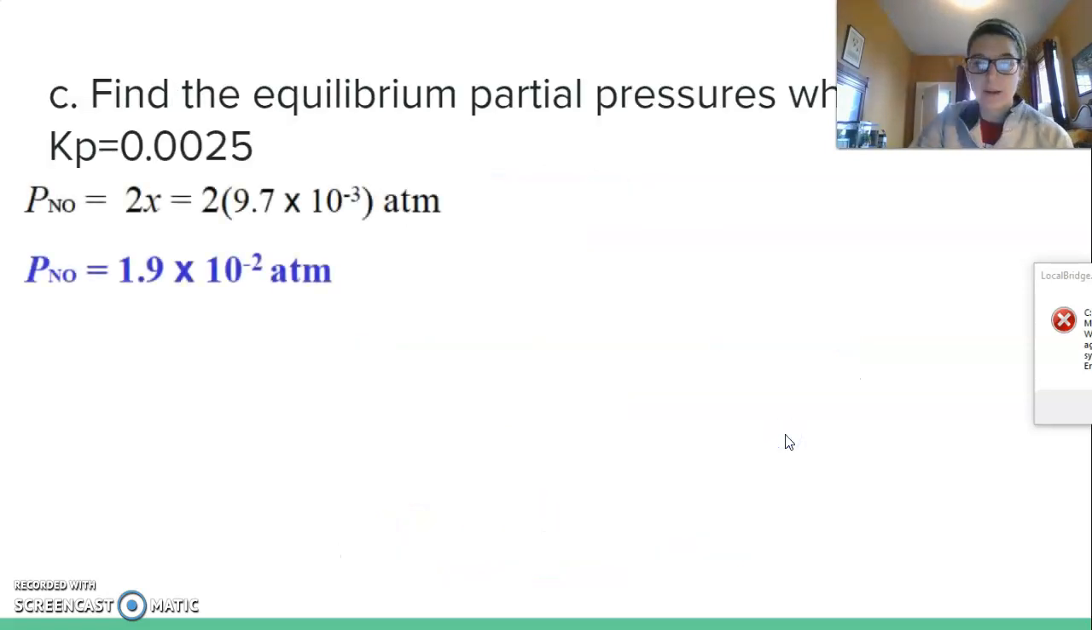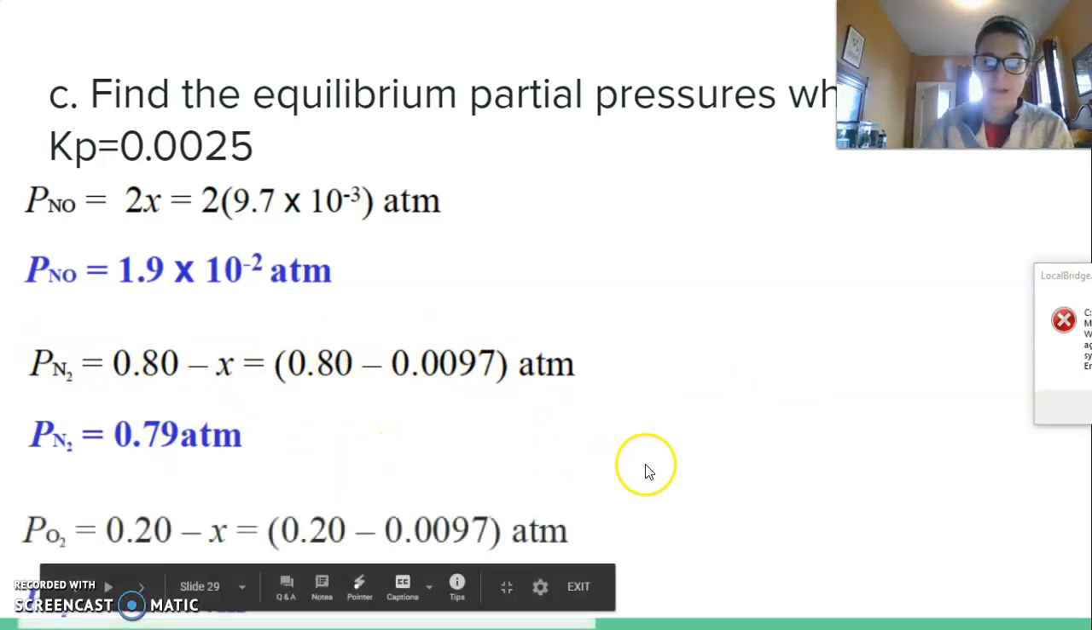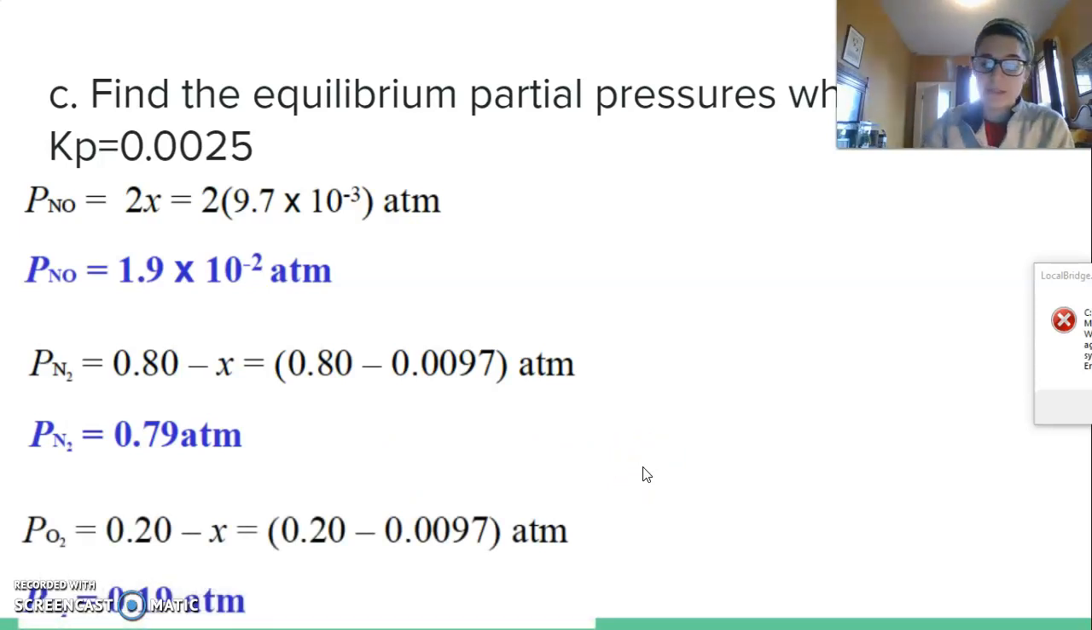And then we can plug and chug. So for the pressure of NO, our product, it's going to be 2 times that value that we saw, so 1.9 times 10 to the negative 2. For the others, we're going to subtract that value, so we get 0.79 atmospheres. And then 0.2 minus 0.0097 is equal to 0.19. So it's a small change, but it did change compared to before.